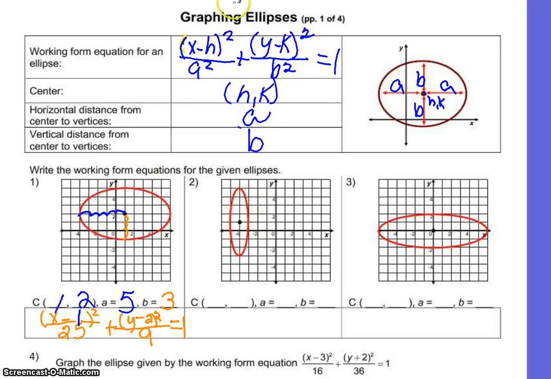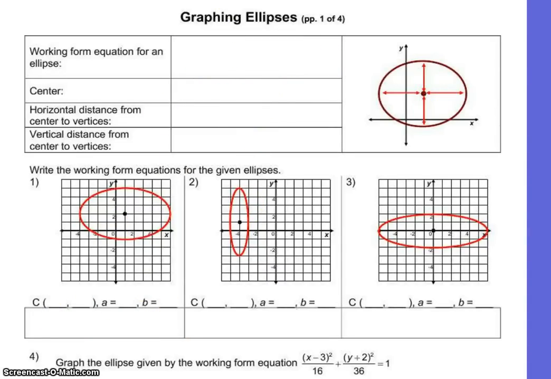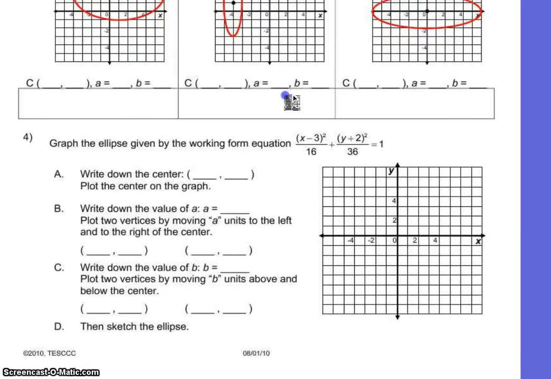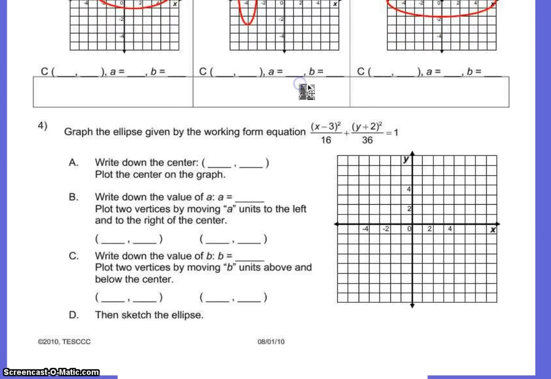Okay, let's look at number 4. Remember, if you didn't get all that done, just go back and pause your video. So number 4, it wants me to graph the ellipse given the working equation, which is the one we just dealt with, knowing that my h and k is a 3 and a -2, and that my a is a 4 and my b is a 6. So I'm going to write this information down.